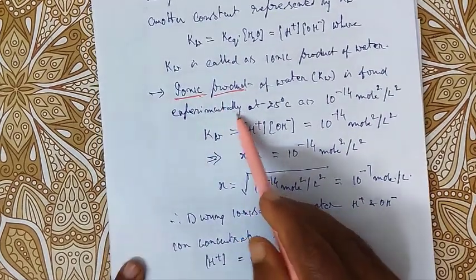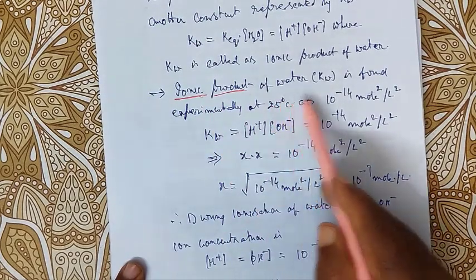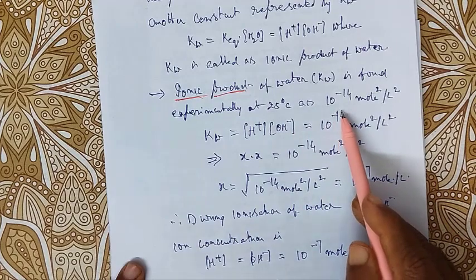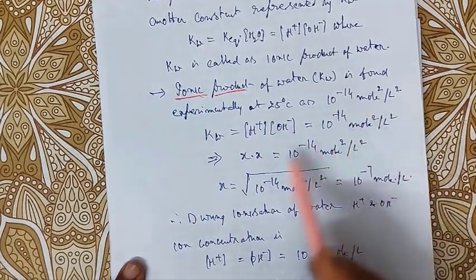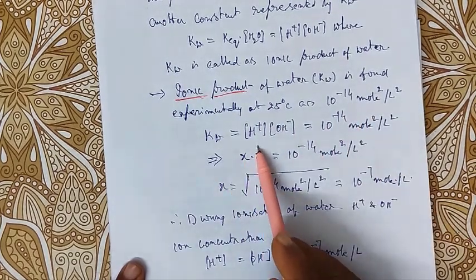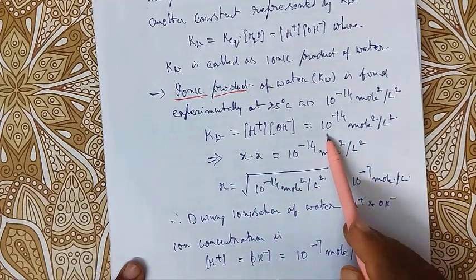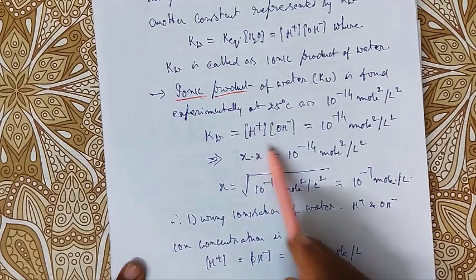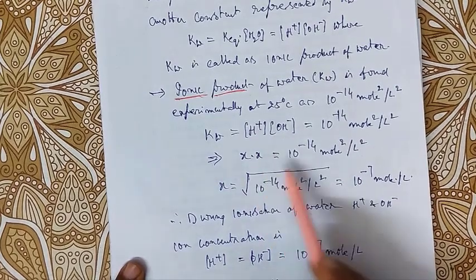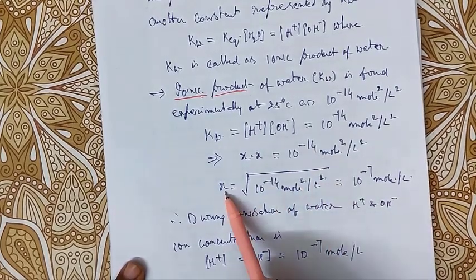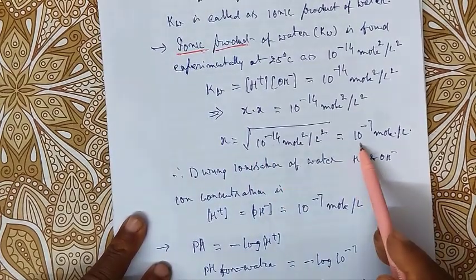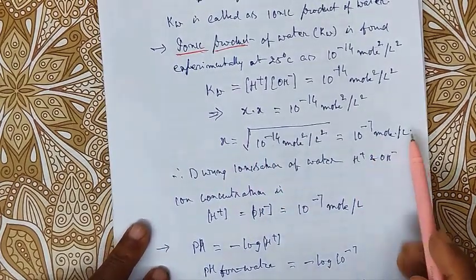The ionic product of water is found experimentally at 25 degrees as 10 to the power minus 14 mole square per liter square. So Kw equal to H plus into OH minus equal to 10 to the power minus 14. Let us replace H plus and OH minus with X because concentrations are the same. X into X equal to 10 to the power minus 14, or X equal to under root 10 to the power minus 14 equal to 10 to the power minus 7 mole per liter.